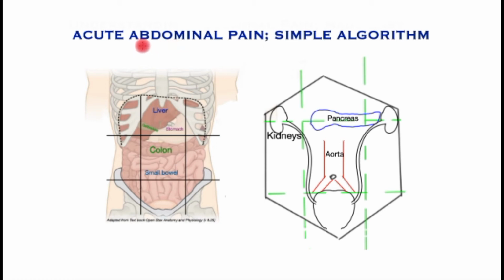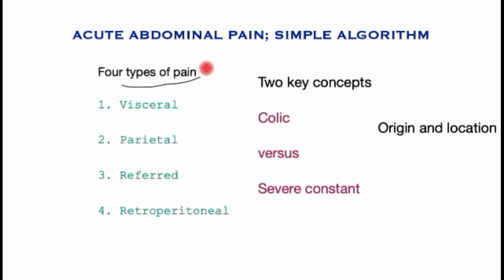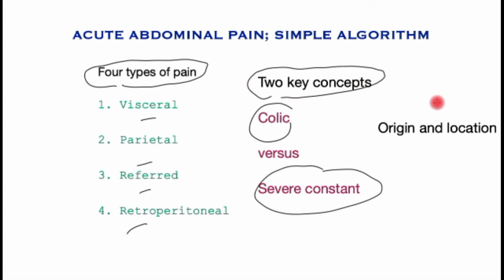In this video, a very simple way of understanding acute abdominal pain based on anatomy and pain physiology will be presented without any diagnostic aids. So let's get into it. I will describe 4 basic types of pain with 2 big key concepts to understand, and finally we will tie all of this in according to the origin, location and pathology of the pain.